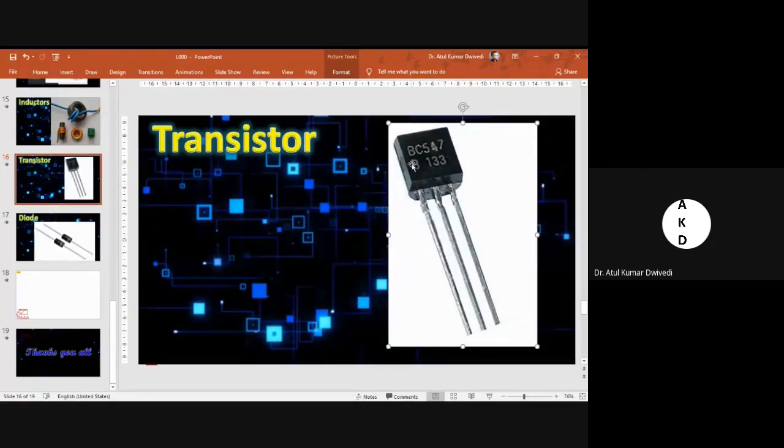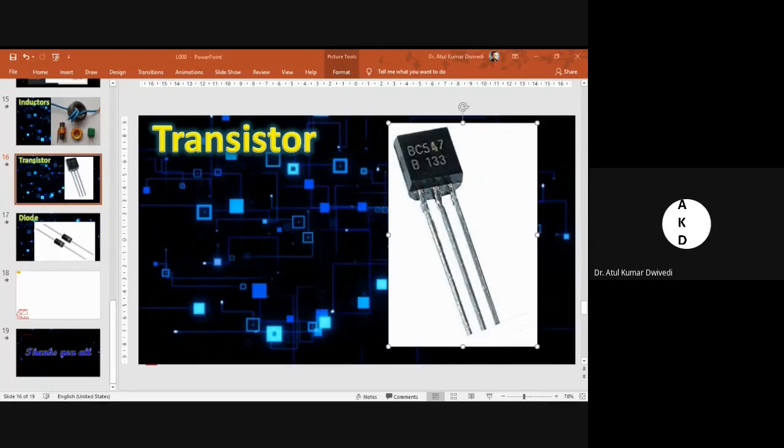BC547 is a basic NPN transistor. If you hold a transistor like this, then the first terminal is the emitter terminal, the middle one is the base, and the last one is the collector. So if you keep the transistor like this, similar to what is shown in the picture, the first is emitter, the second is base and the third one is collector.